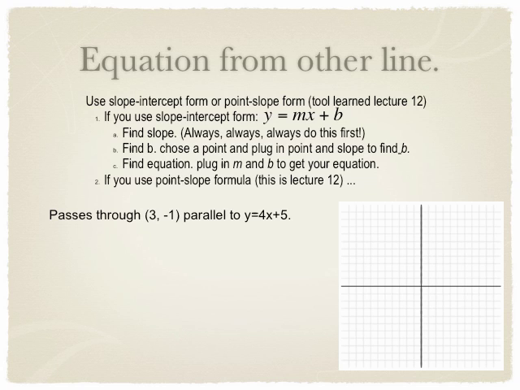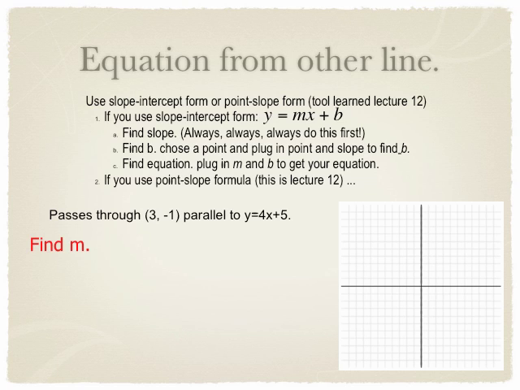So remember, no matter what information you're given, the first thing you always do is find the slope. So we're going to look at the fact that it's parallel to y equals 4x plus 5. So I want to find m. Now if it's parallel to that line, that means that it has the same slope as that line. What is the slope of the line y equals 4x plus 5?